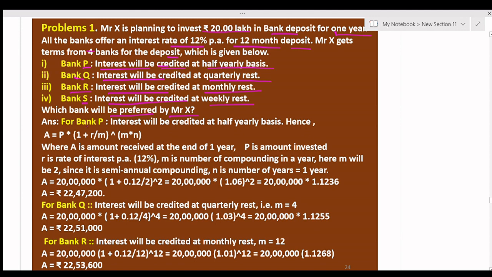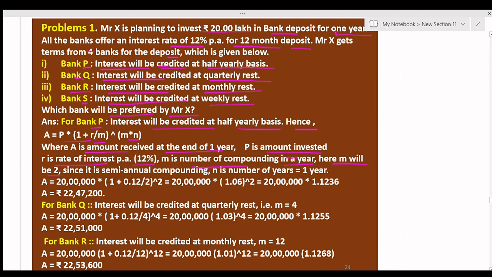For Bank P, interest will be credited on a half yearly basis, hence A is equal to P into (1 plus R by M) to the power M into N, where A is the amount received at the end of 1 year, P is the amount invested, R is the rate of interest per annum, here 12%. M is the number of compoundings in a year, here M will be 2 for semi-annual compounding in Bank P, and N is the number of years.